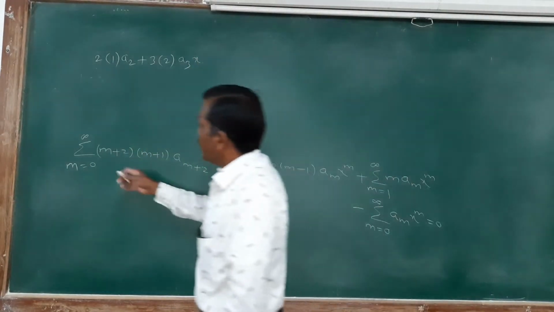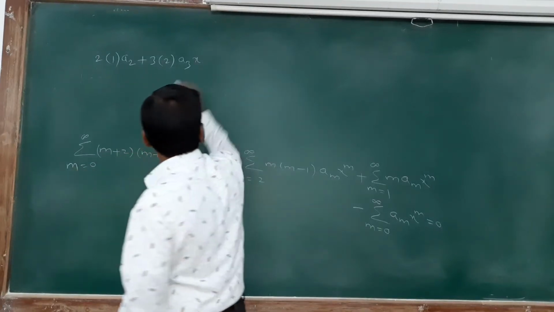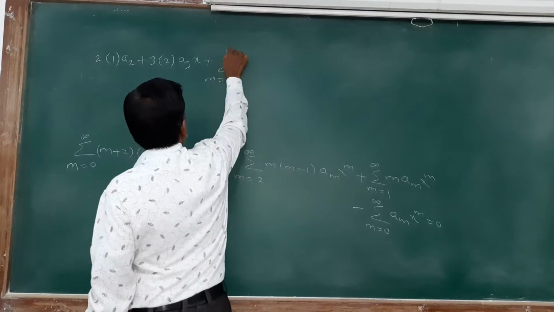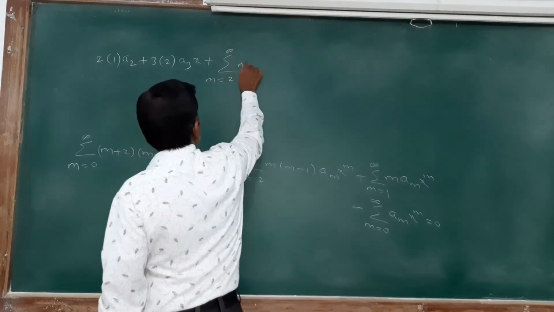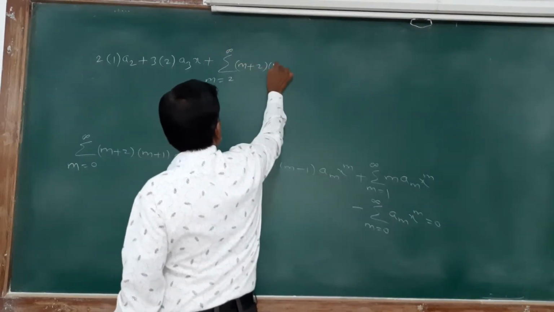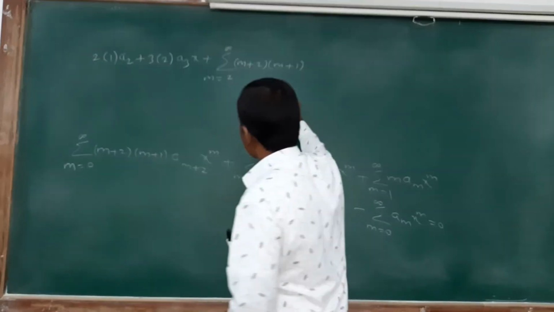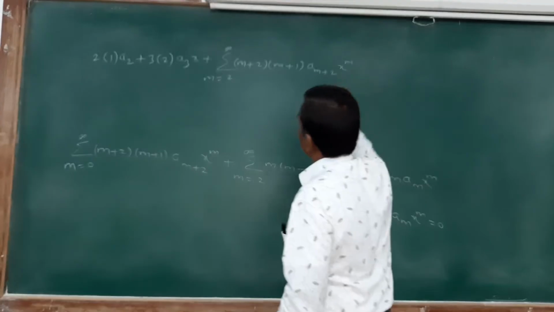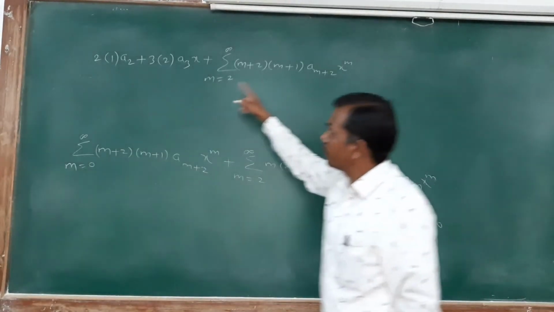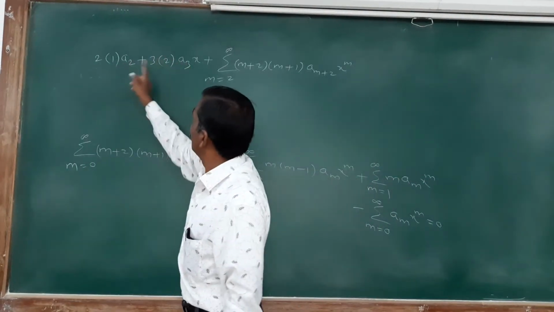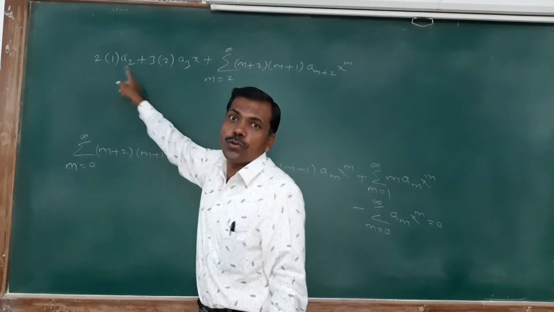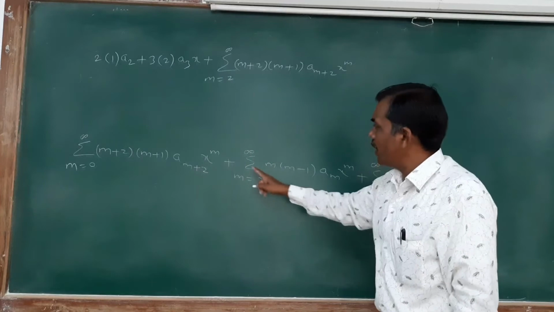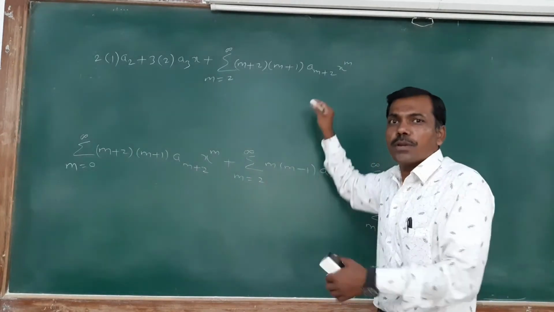Okay. Plus, next value is m equal to 2. So my series starts from 2. So m is equal to 2 to infinity. I get m plus 2 into m plus 1 a m plus 2 x raised to m. Understood this? See, we just taken out two terms, m equal to 0 and m equal to 1. Okay, so my series starts from 2. Now here already the series starts from 2, no problem, right, as it is.